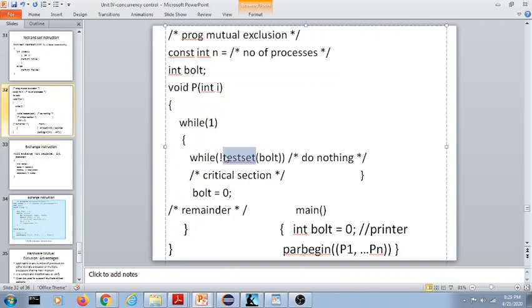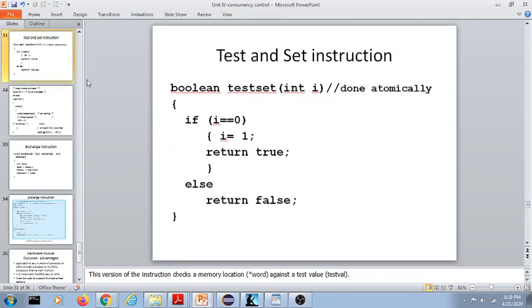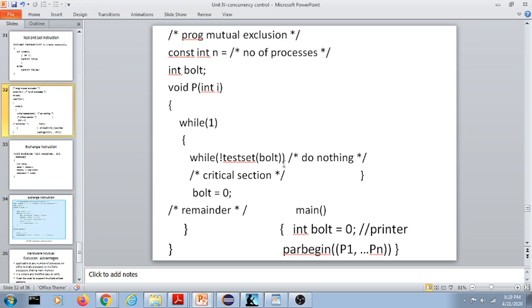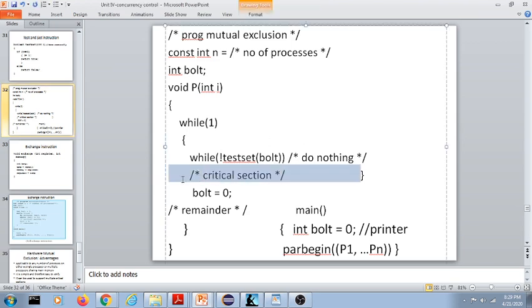So test and set means test the bolt variable. If it is returning you the true value, come out of the while loop and go into the critical section. If it is returning true value, that means the resource is free, and your process can go into the critical section for using that resource. And after that, it has to make that bolt equal to 0. Bolt equals to 0 simply means that your resource is again free.